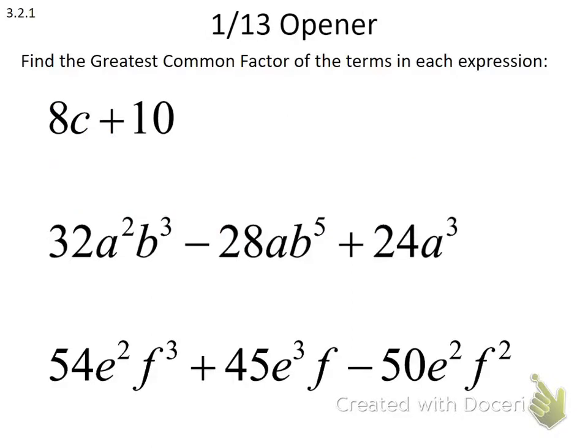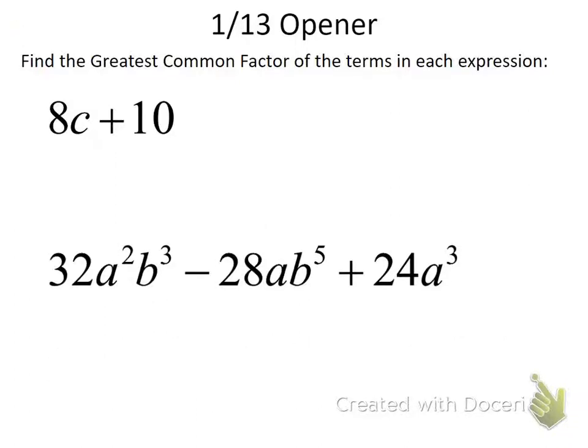Find the greatest common factor of the terms in each expression. So you're just looking at these expressions here, and all you're going to do is find the greatest factor. So you're factoring the polynomial, because these are called polynomials. If you're looking at the terms, how many terms do you have in this first statement? 2. So you're going to factor 8c and 10. You're basically ignoring that plus sign, okay? So you're just going to go ahead and factor 8c and 10.